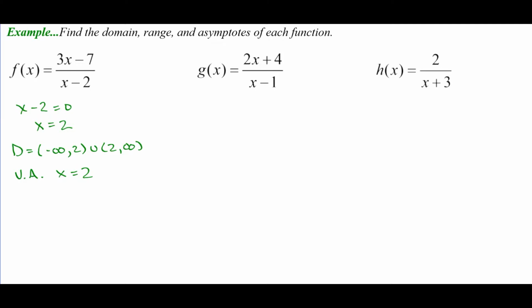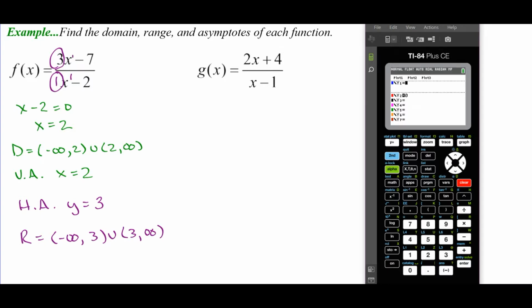For my range, the degree of my numerator is 1, the degree of my denominator is 1, so I'm going to divide my leading coefficients, which are 3 and 1. So I have a horizontal asymptote at y equals 3, which means that my range is all numbers except 3. So my range is going to be negative infinity to 3, and then 3 to positive infinity.